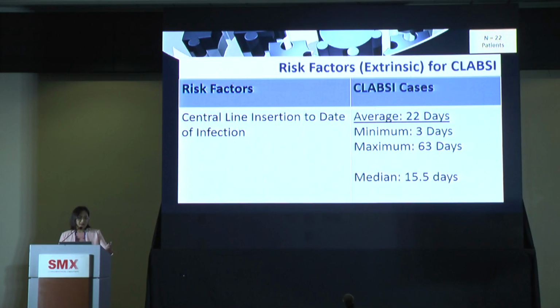So this is some data from our institution. On the average, for those of our patients, I think this is 2018 data, we had a problem with CLABSI in our facility. So on the average, the time from central line insertion to date of infection onset is on the average 22 days. But the median time, at least for our data, is around 2 weeks or 15 days. And we've noticed that there are cases wherein the central line stays in place for as long as 63 days.